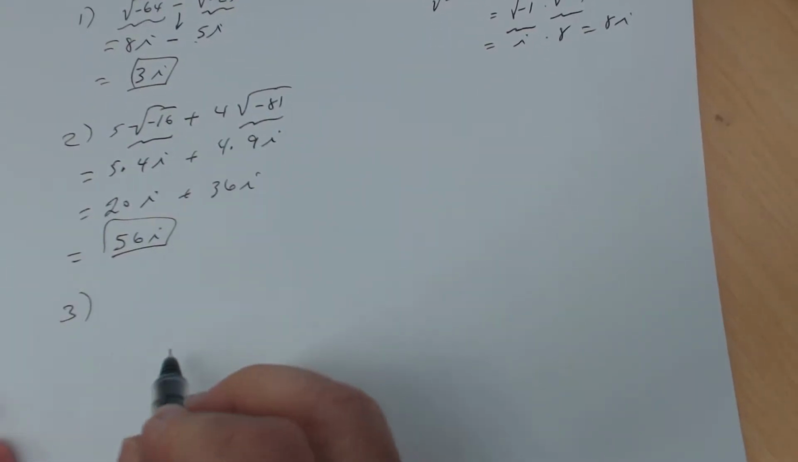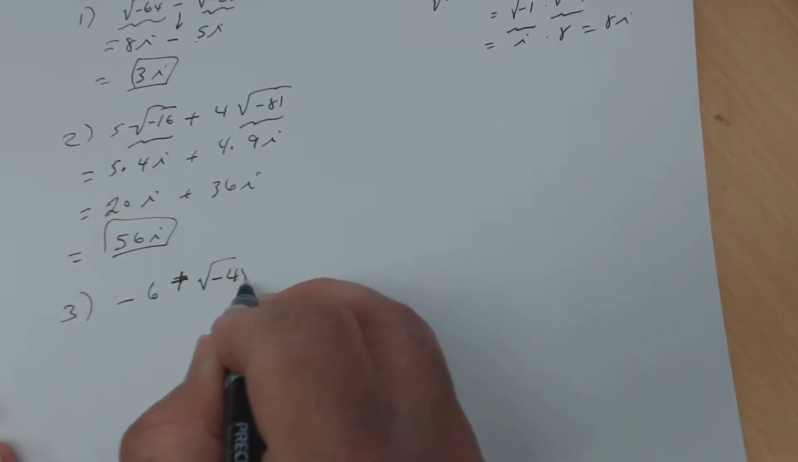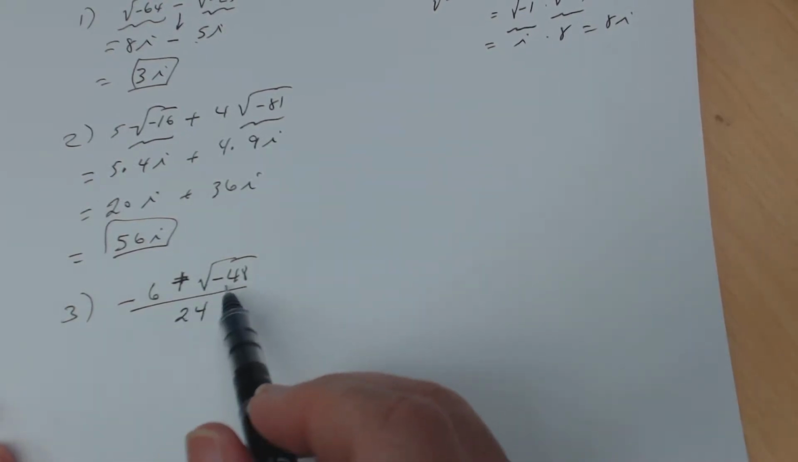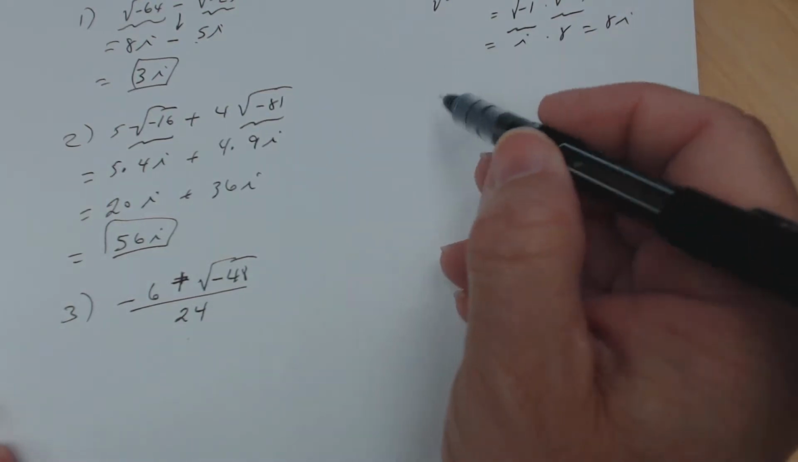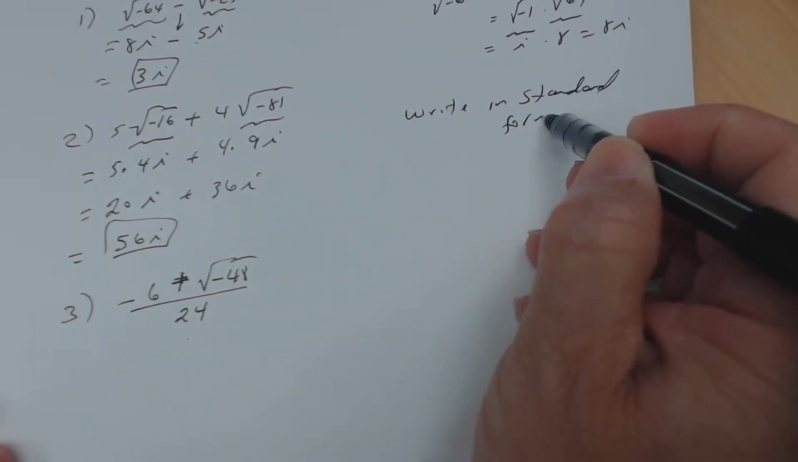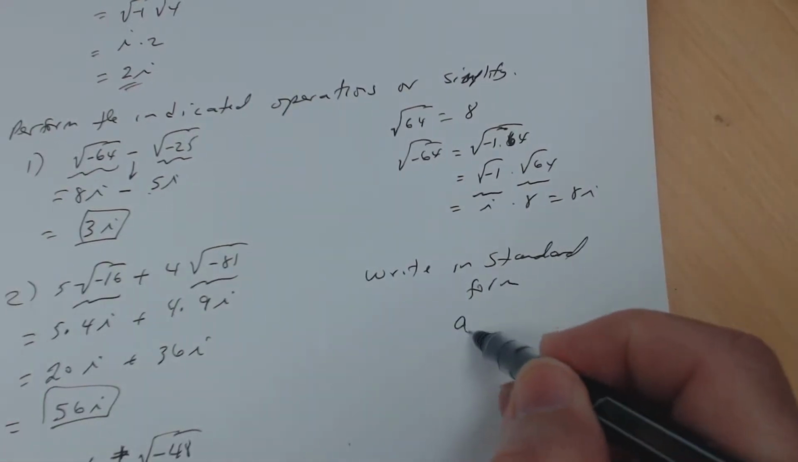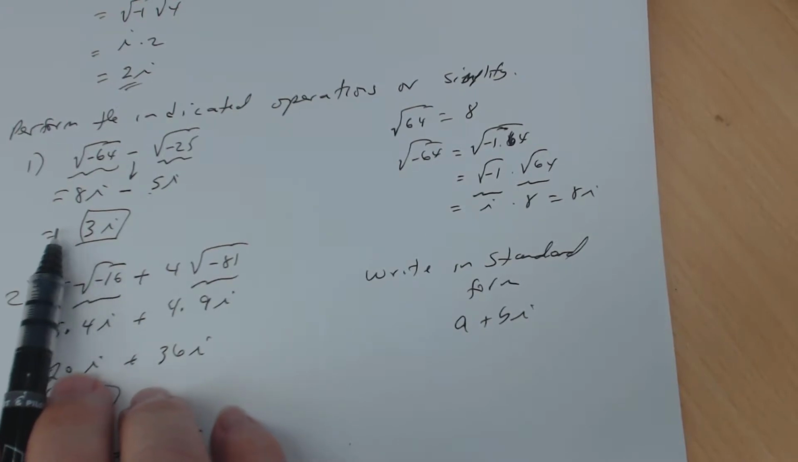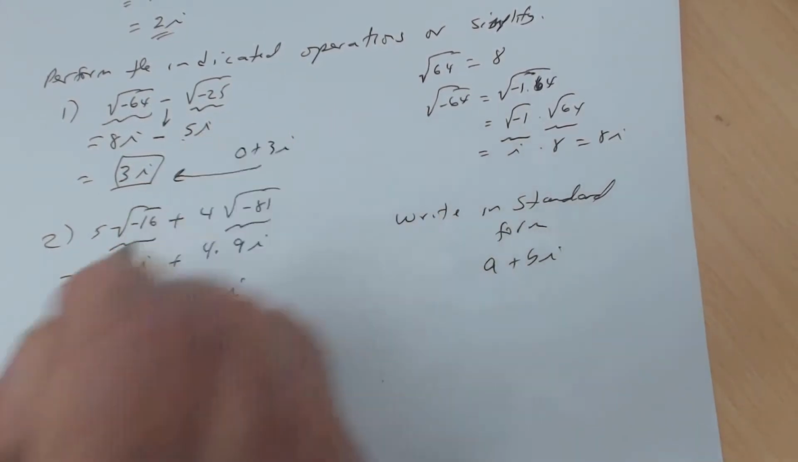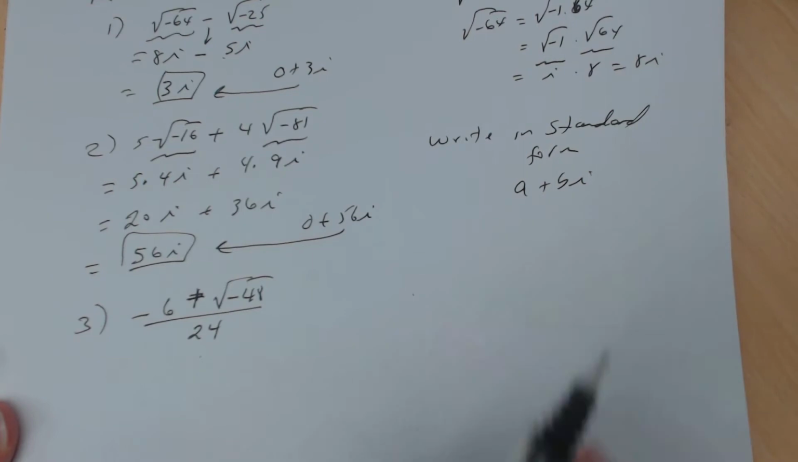Suppose you had negative 6 plus the square root of negative 48, all divided by 24. So negative 6 plus the square root of a negative 48 divided by 24. And the directions will say also write in standard form. So you're going to perform the indicated operations, and you're going to write in standard form. Remember, standard form is a plus bi. In the previous answers, a is 0, so just leave it as 3i. Remember, 0 plus 3i, but just leave it as 3i. And this is 0 plus 56i, but just leave it as 56i. So when we do this, we want to write in this form.